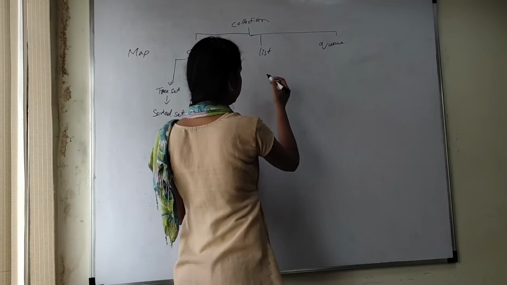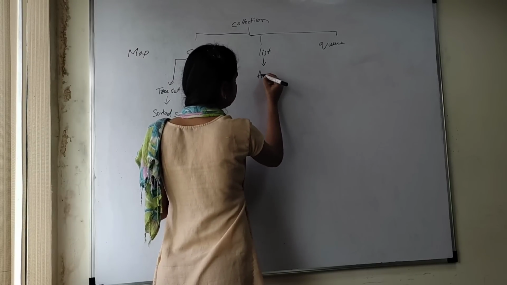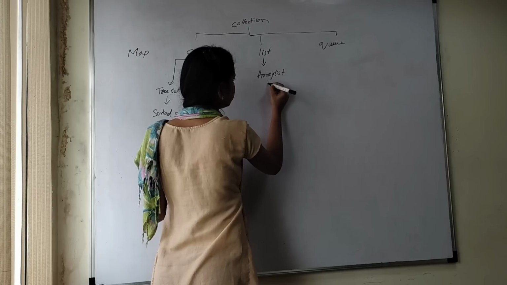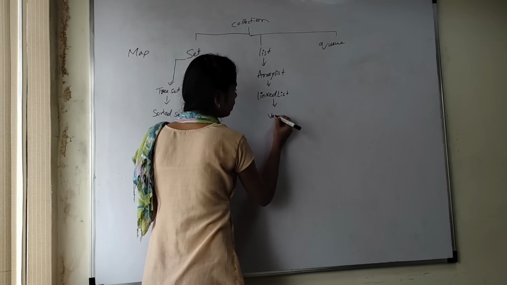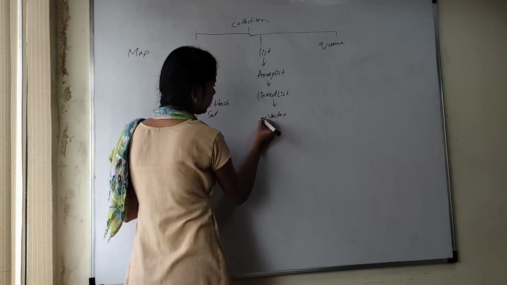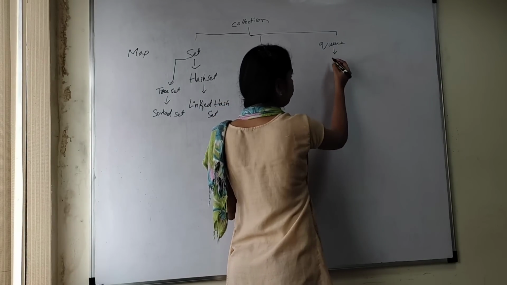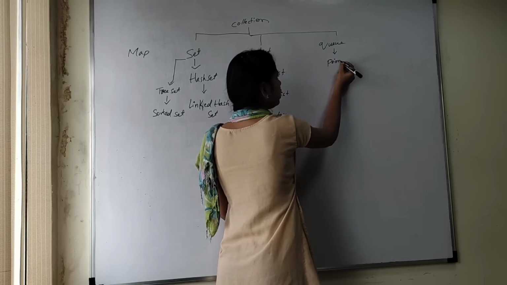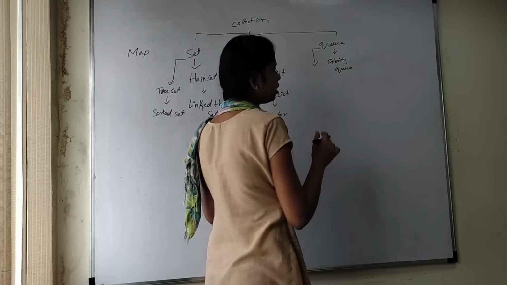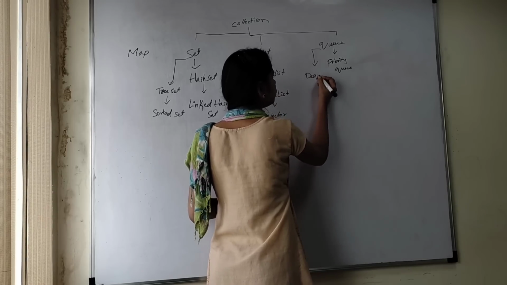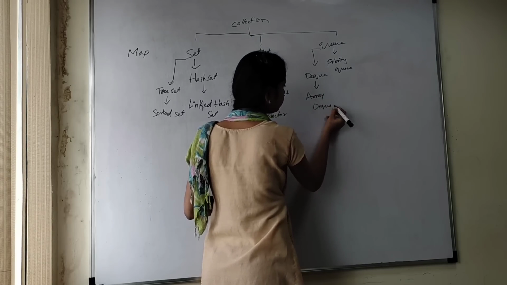Coming to list, there are three classes, ma'am. One is array list, linked list, and vector. And from vector, the stack is extended, ma'am. And coming to queue, it has one class, that is priority queue. And from queue there are two extensions, ma'am. One is DQ, and the other one is array DQ.